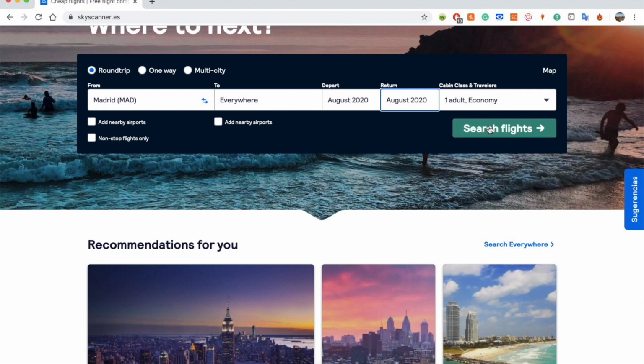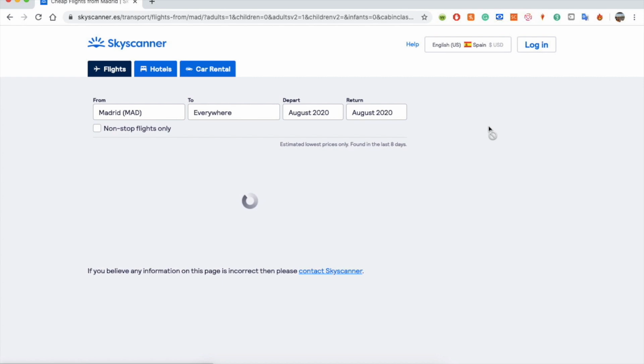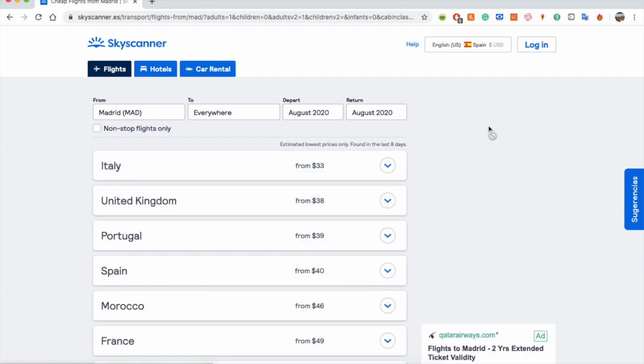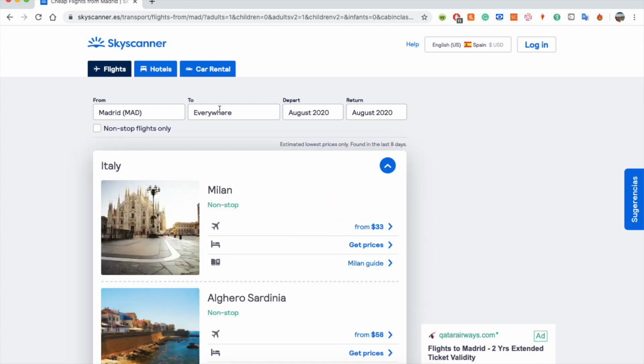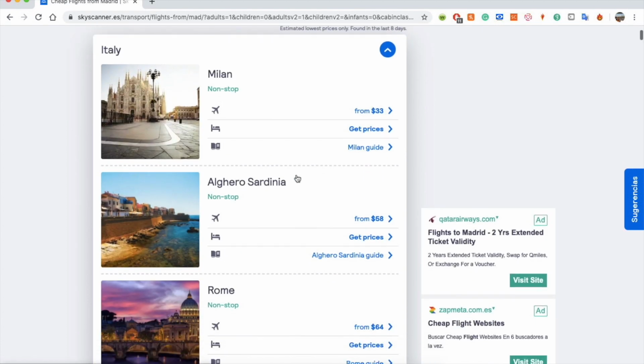One person, and then we go search flights. So if you give it a second, it's going to take all the flights that it can find, and it's going to put all of the flights here for us to see and for us to see the cheapest. So it came back Madrid everywhere in August. It came up Milan, $33 round trip.